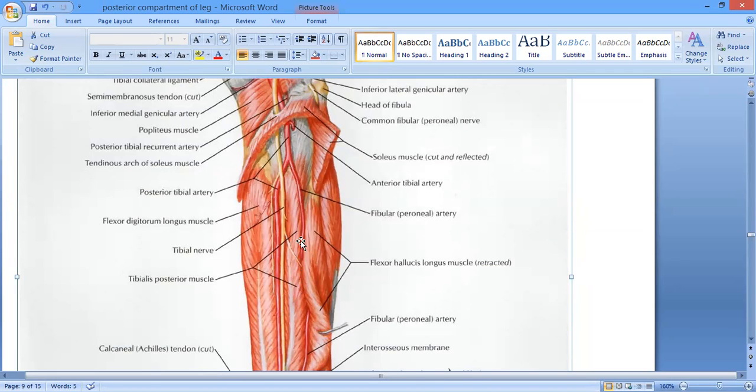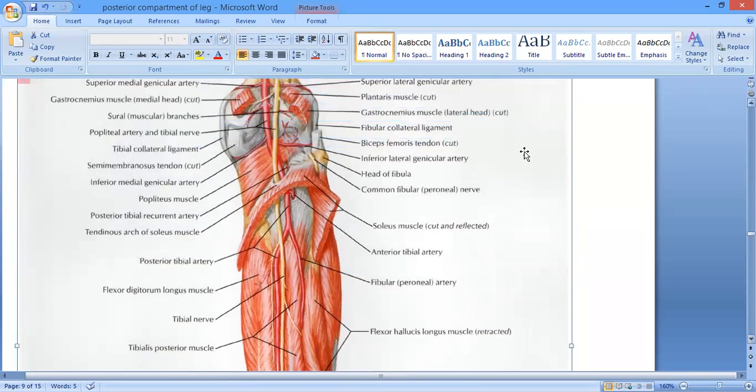Okay. Now its beginning. Its commencement, from where it commences. So I told you before that it is going to begin at the lower border of the popliteus muscle. At the lower border of the popliteus muscle, the popliteal artery is going to divide into two terminal branches, the anterior tibial artery and the posterior tibial artery.